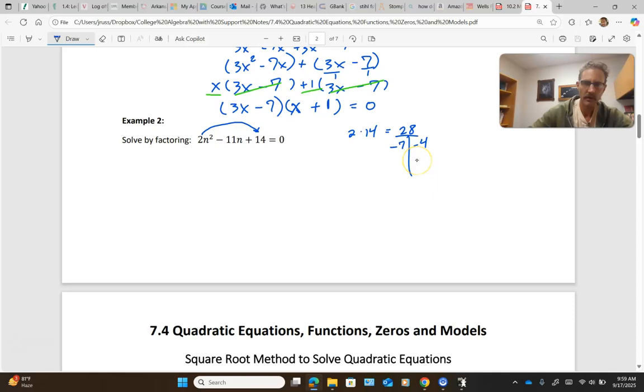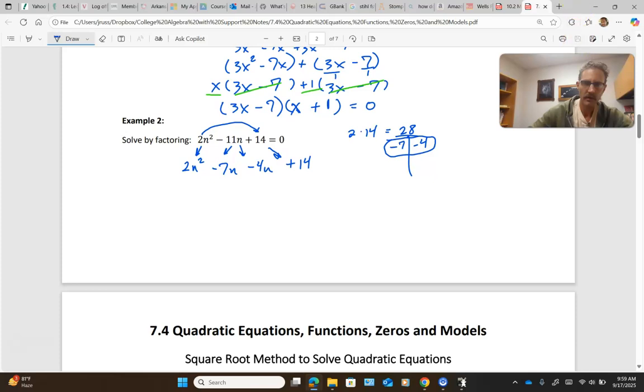Okay, and so now I proceed to factor by grouping. So I drop down my first term, and I split up my second term using these two pairs of factors that I just found. Minus 7n minus 4n. Remember, each term has to have a variable, because if you were to combine them, they still need to give you back that initial term. And then you drop down that last term, plus 14. And now you start factoring by grouping.